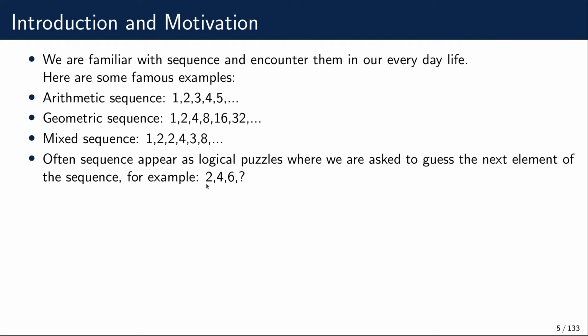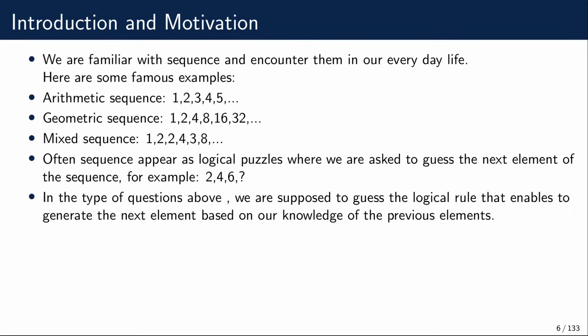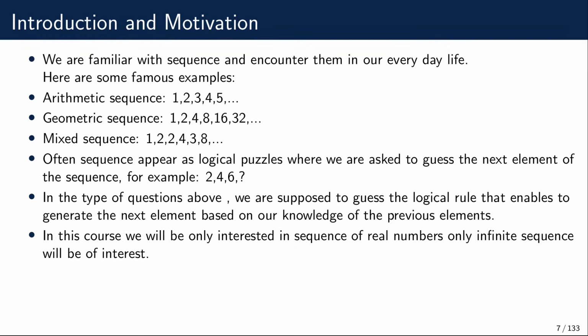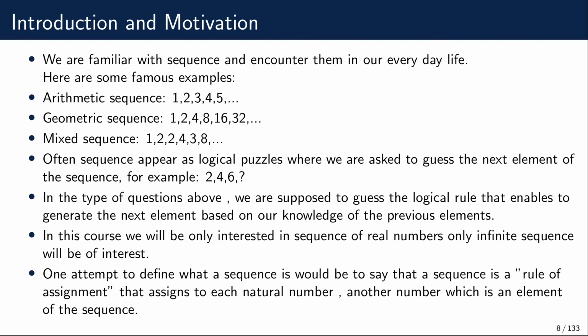So for each such specification, when we have finitely many elements of a given sequence, there are actually infinitely many ways to complete this sequence. But still, we think that there is some rule for generating the next elements from the previous ones, right? And so this will lead us to the definition of how we should define a sequence as something logical. And of course, we will be interested in sequences of real numbers, and only infinite sequences will be of interest.